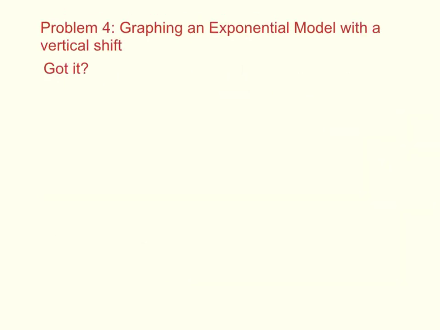In problem 4, this is the last thing we're going to do. This is on problem page 295. We're going to be graphing an exponential model with a vertical shift. That's when your equation would say, like, plus 5 at the end, we'd shift it up 5 spaces. Or minus 2, we'd drop it down 2 spaces. We're going to skip the got it and go right to practice number 7. So number 7.